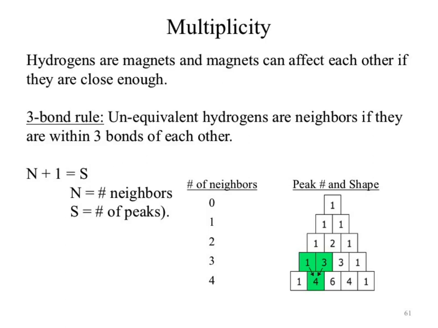So, hydrogens are magnets. Those magnets affect each other. That's the simplest story here. After that, we encounter this thing known as the 3-bond rule. It's not a 3-bond rule, number one, and people often misapply it. Unequivalent hydrogens are neighbors if they are within 3 bonds of each other.